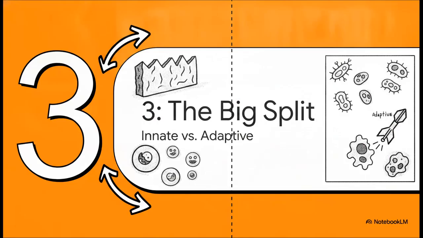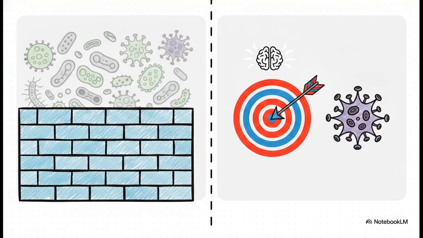That brings us to Section 3, the big split between innate and adaptive immunity. So, let's say a pathogen actually manages to breach those physical walls. At that point, the mammalian immune system relies on two distinct divisions. First, we have innate immunity. Think of this as your rapid response team. It's always active and super fast, but it's entirely non-specific. It doesn't really care what type of pathogen is invading, it just knows it doesn't belong.